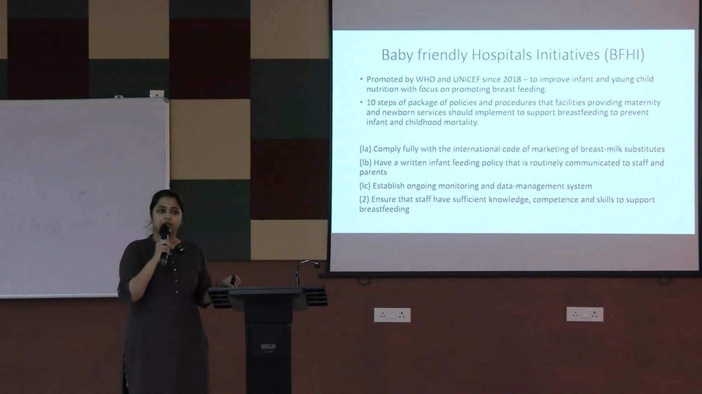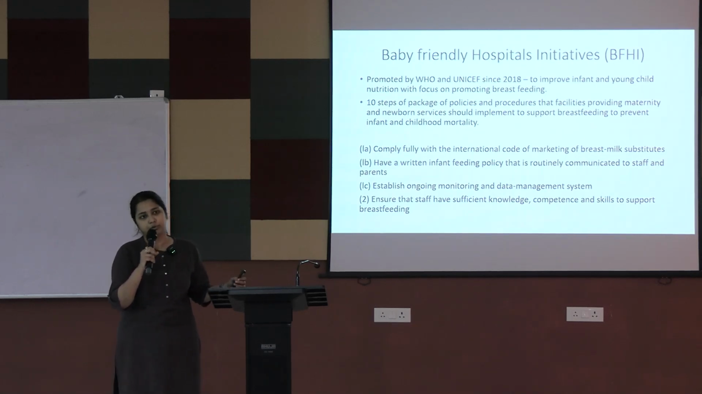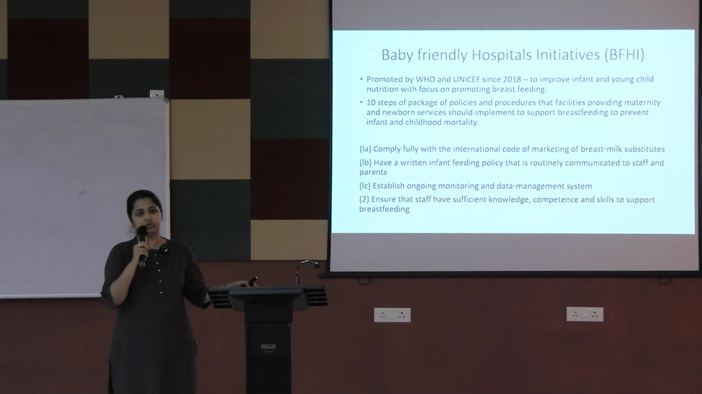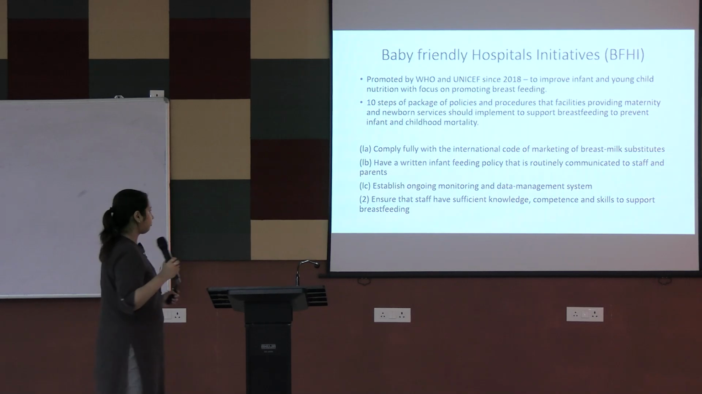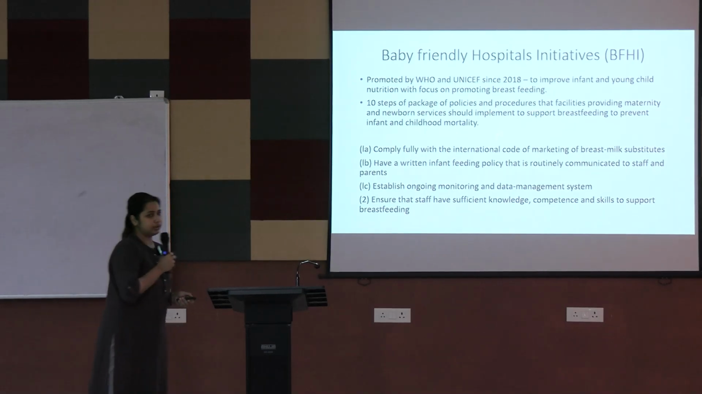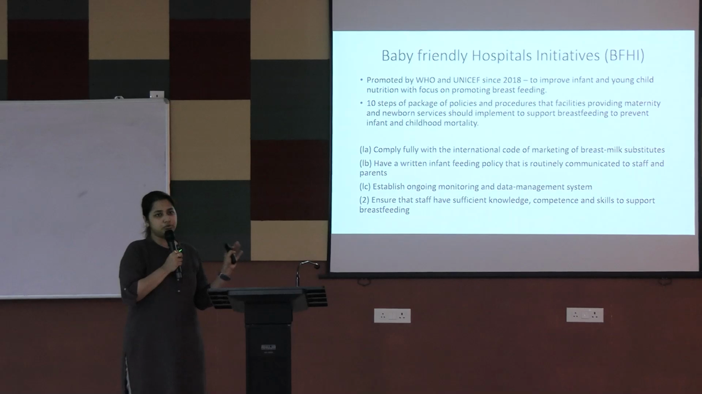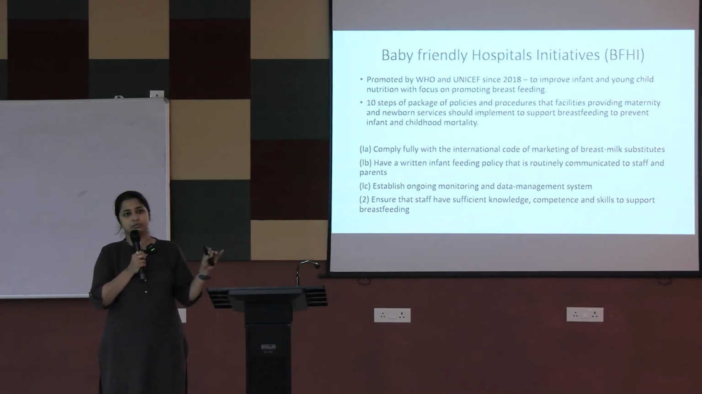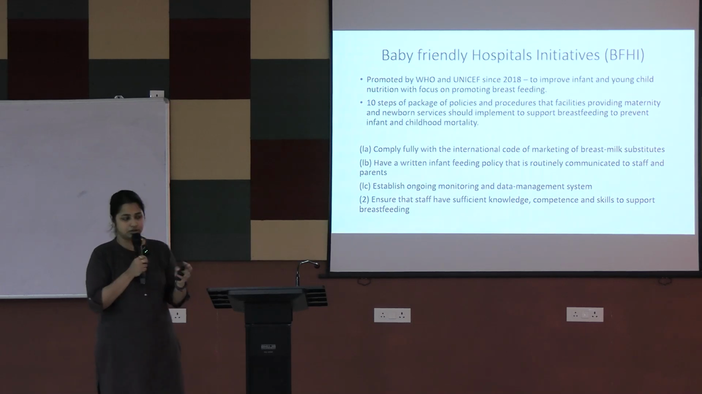So how is it prevented? Mainly by promoting breastfeeding, but there are other components also. There are 10 components in total that are promoted by WHO and UNICEF since 2018. So there are 10 steps of a package of policies and procedures for maternity and newborn services, implemented to support breastfeeding to prevent infant and childhood mortality. Once you read through the 10 steps, you will find that they are very sequential, so it might be easy for you to remember. Just remember the sequence from the delivery till the discharge.